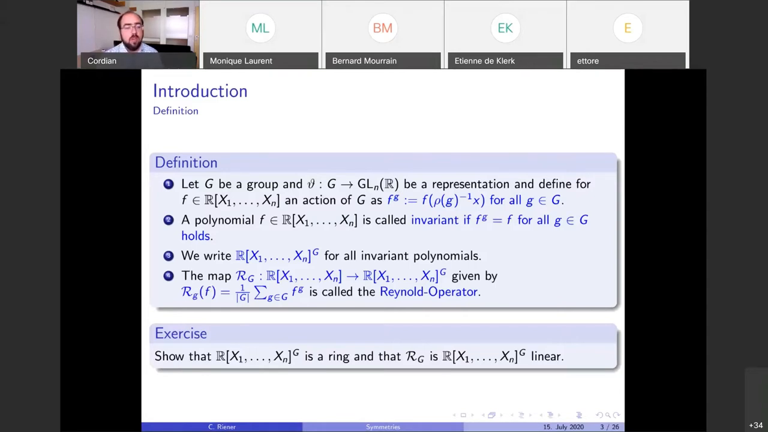And the first one is to actually show that the set of polynomials that are invariant with respect to a finite group have more structure than just a subset. They're actually a ring. And moreover, the map that we get by the Reynolds operator is in fact linear over the invariant ring. That means that whenever I multiply with an invariant polynomial, I can just take this out of the Reynolds operator. So both things are kind of easy to do. It's more or less calculations, but if you've never seen this, it might be very helpful for you.